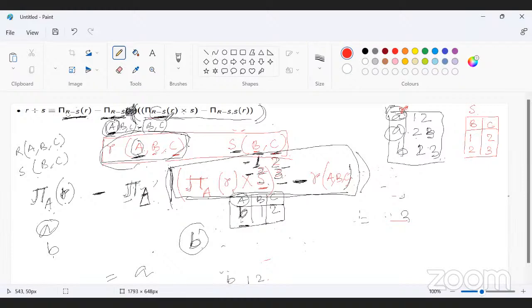Taking it one by one. It says projection R minus S of R, right? So that is R minus projection of S, which is A. It should be A. So it's only going to be A and B, correct? Only A and B. After that cross product, therefore, it is A1, 2, and A2, 3, and so on. So you have to cross product it.